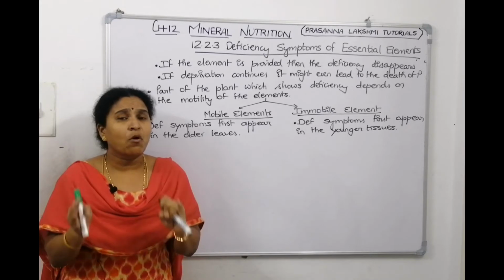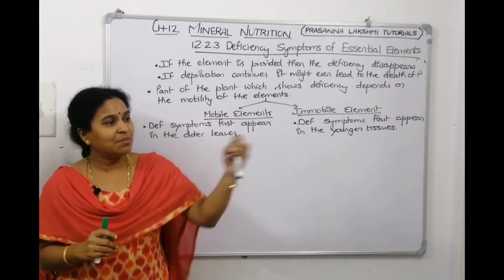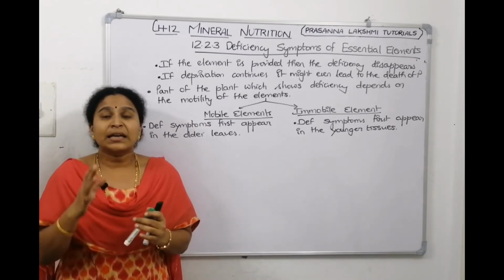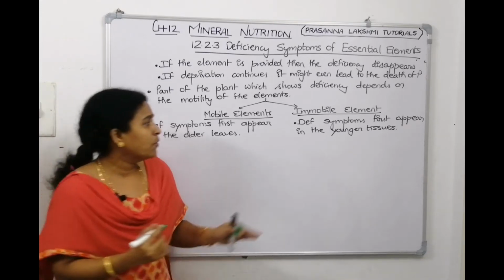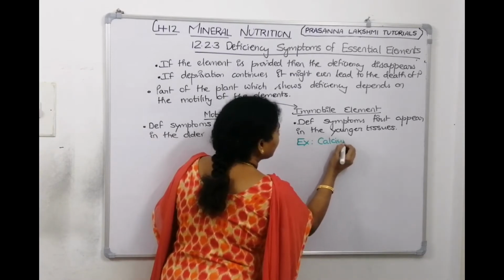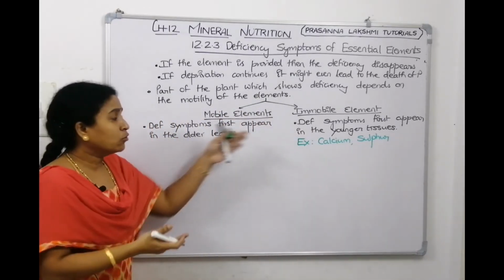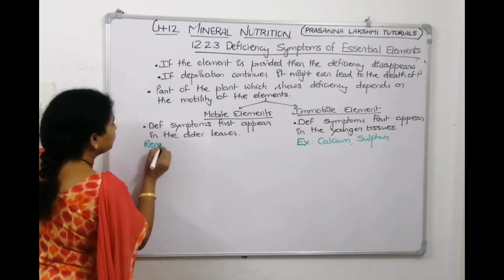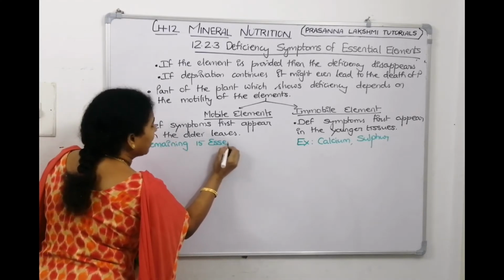Now let us see the examples of mobile and immobile elements. Calcium, which is present in the cell wall and middle lamella, can it move? Can you move the wall of the room? We can't, right? It is immobile. But if it is a chair or a pen, we can move it. Like that, calcium present in the cell wall can't move. Sulfur, which is present in protein, can't move. Examples of immobile elements are calcium and sulfur. Out of 17 elements, 2 are immobile, so the remaining 15 essential elements are mobile.